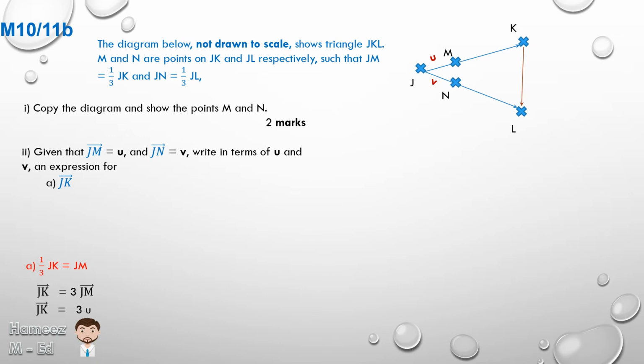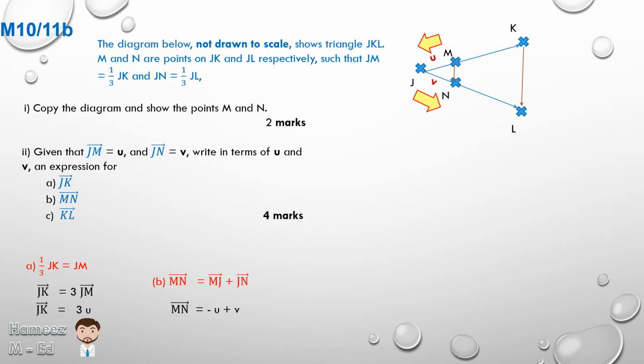In part B, find MN. So if we want to go from M to N, we can move from M to J and then from J to N. And let's see, M to J means we're going minus u because we're going to the left, and JN is equal to v. So MN is equal to minus u plus v.